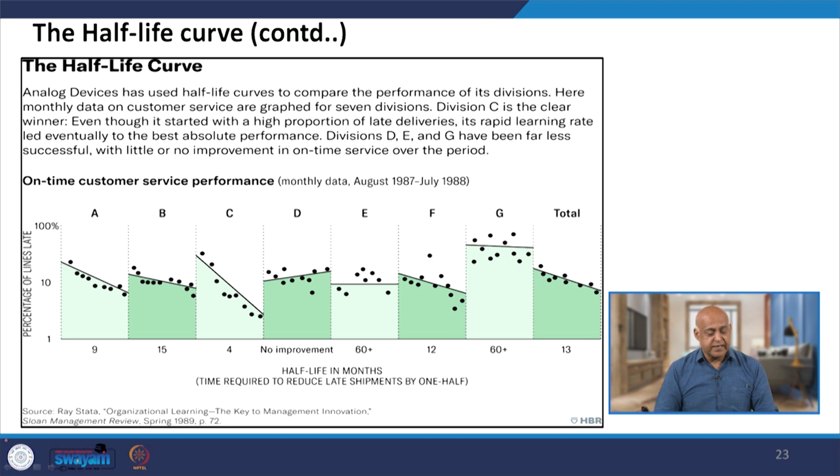Analog Devices used the half-life curve to compare the performance of the divisions, and the time required to reduce late shipments by half. As a result, you find that by using these practices you can improve your productivity and control your timing and delays.